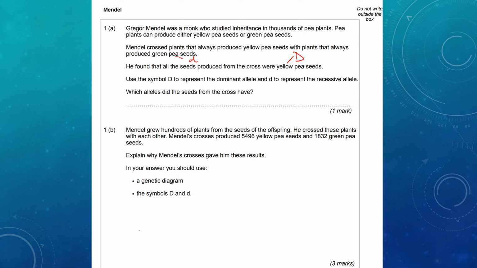And then for this section, the harder part, again, 3 marks. Mendel grew hundreds of plants. He had 5,496 yellows and 1,832 green pea seeds. Explain why his crosses gave him these results. Use a genetic diagram, so they definitely want a Punnett square this time, and use the symbols capital D and lowercase d. Pause the video, have a go at writing your answers down, and we'll go over those.